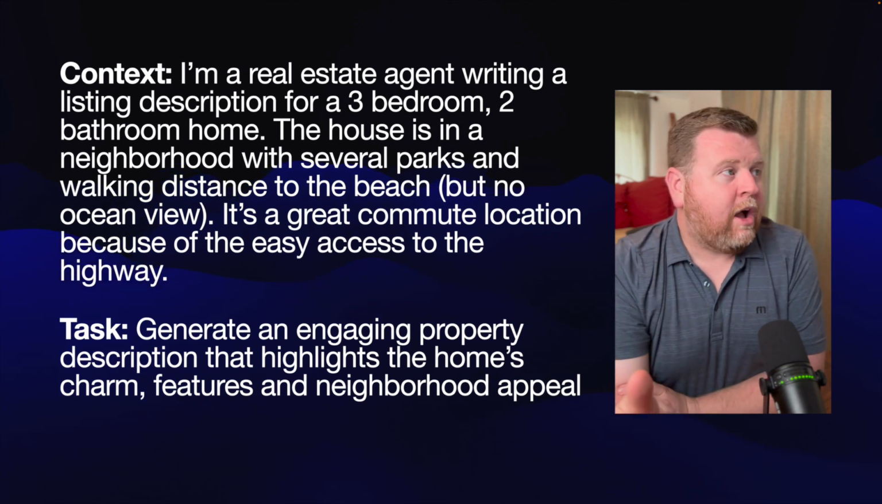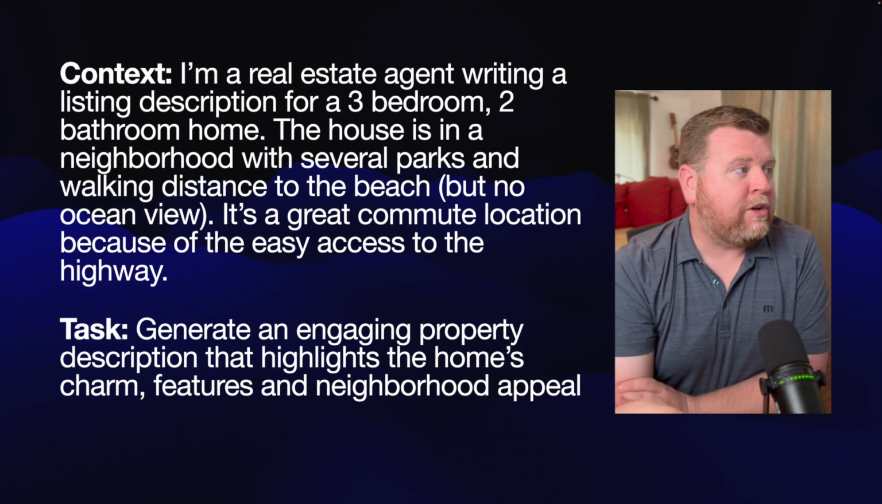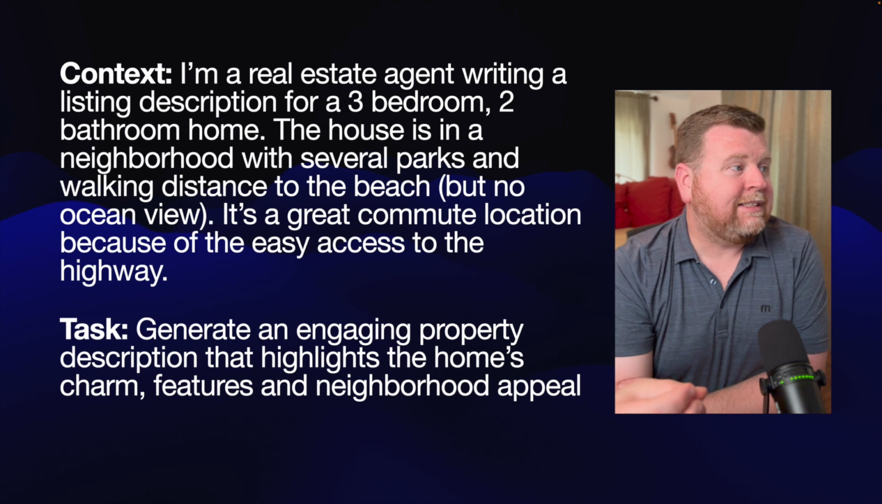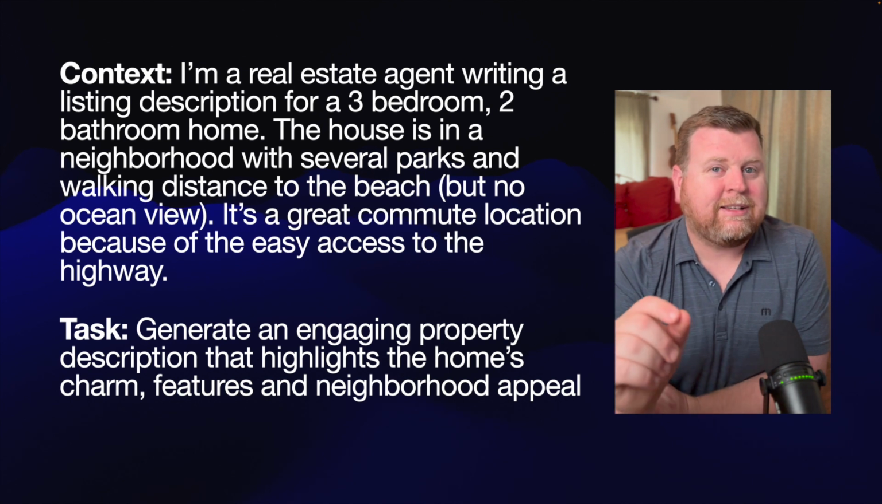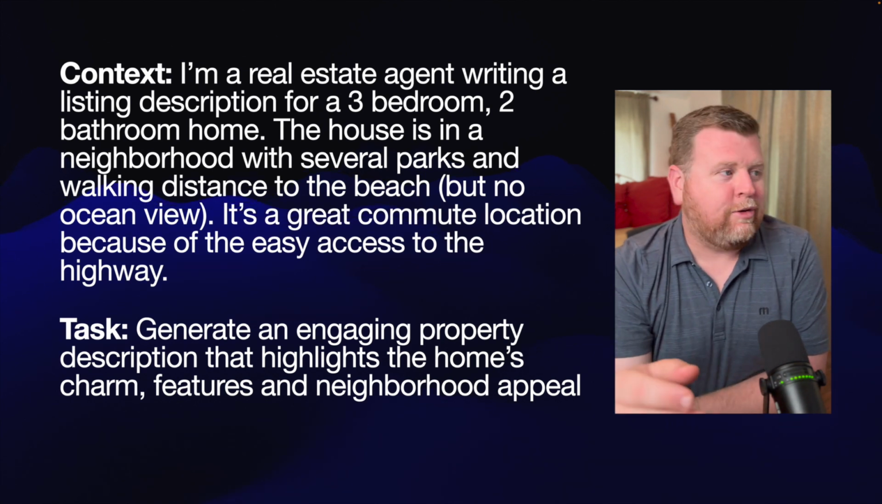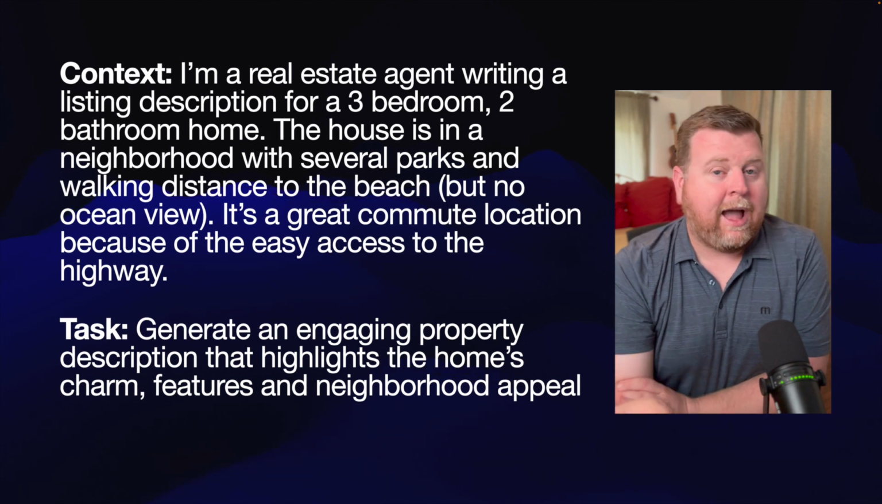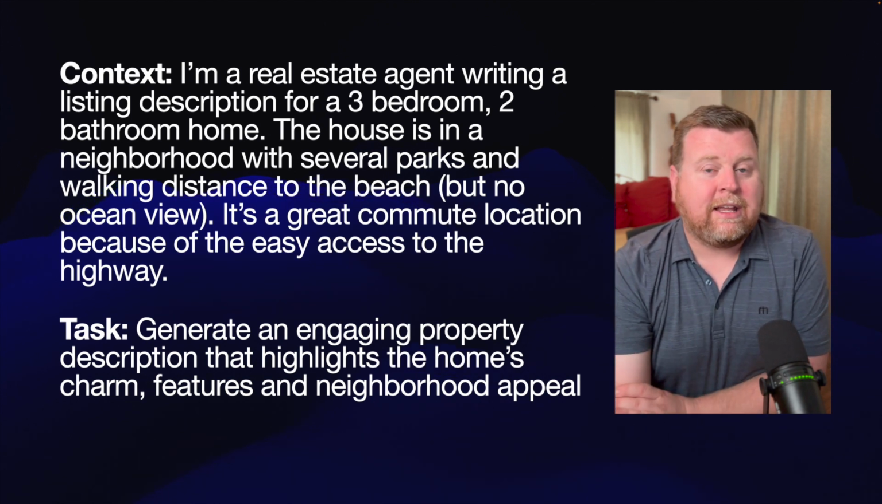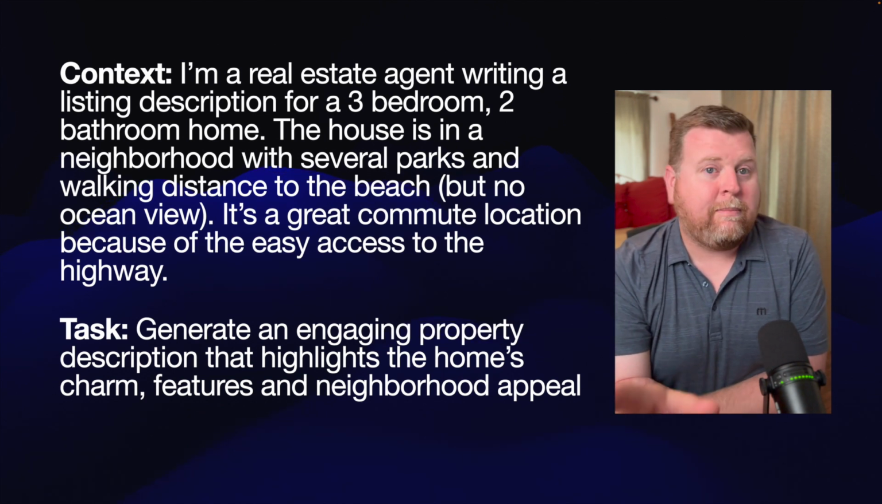So I'm going to start with the context of saying I'm a real estate agent writing a listing description for a 3-bedroom, 2-bathroom home. The house is in a neighborhood with several parks and walking distance to the beach, but no ocean view. Just a side note, I give it a little extra context because I didn't want it to say there's an ocean view. It's a great commute location because of the easy access to the highway. So I'm giving it just enough context to say this is what I'm looking for. You might be surprised at the level of result that I get back on the next slide.